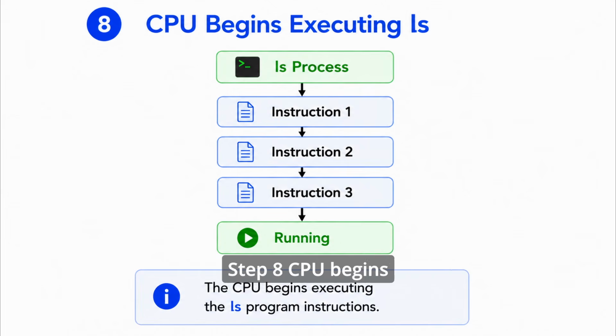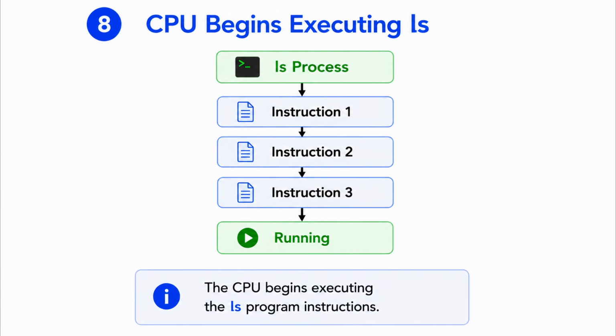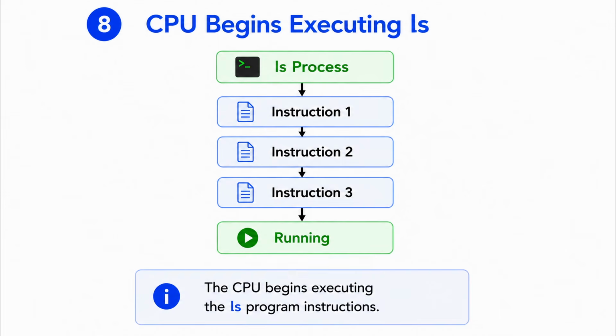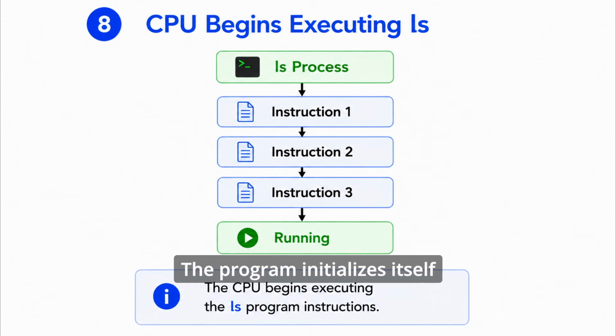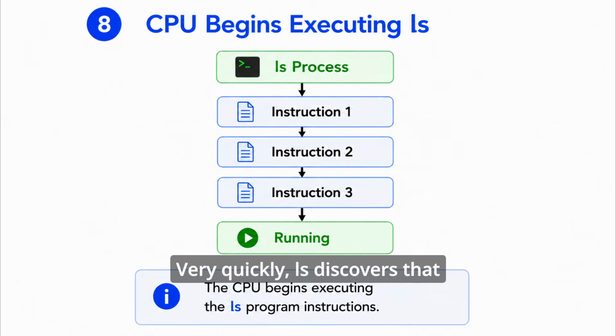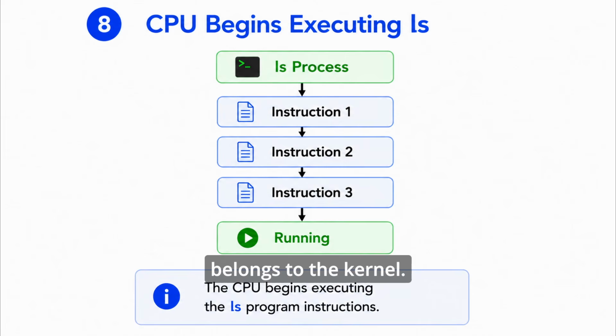Step 8. CPU begins executing ls. The CPU starts executing machine instructions from the ls program. Instructions are fetched, decoded, and executed. The program initializes itself and prepares to perform its task. Very quickly, ls discovers that it needs directory information. But that information belongs to the kernel. The program must ask Linux for help.